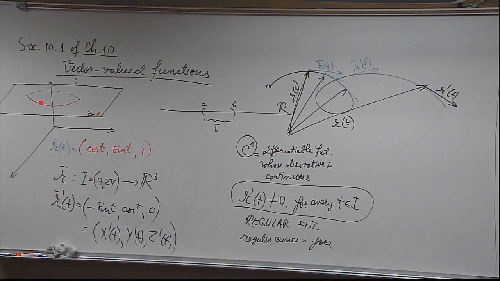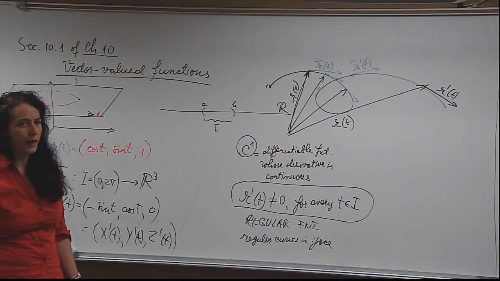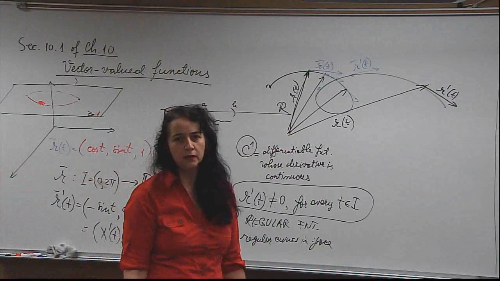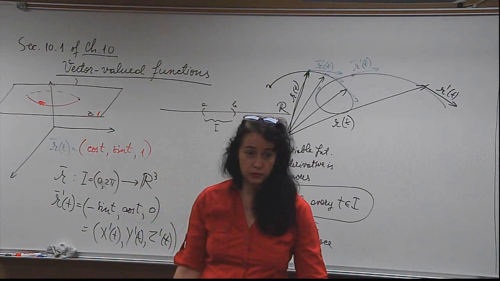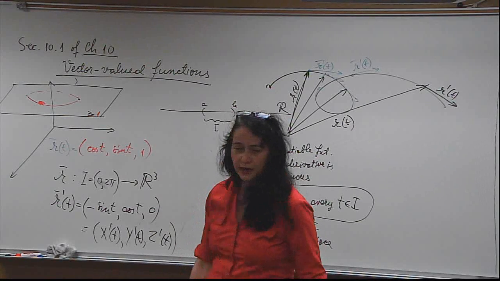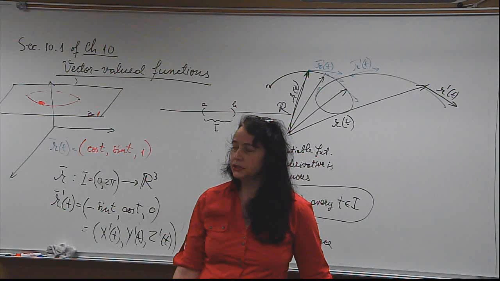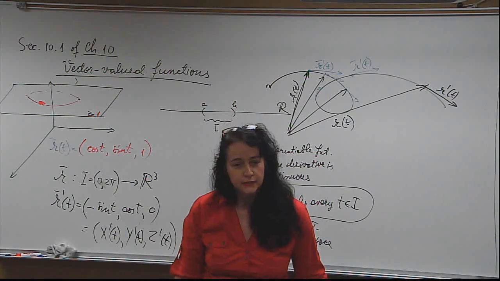Good. Is this a regular function? As the bug moves between time 0 and time equals 2 pi, is the bug ever going to stop between these times? No. How do you know? You guys are faster than me, right? What did you do? You did the speed. What's the difference between velocity and speed?